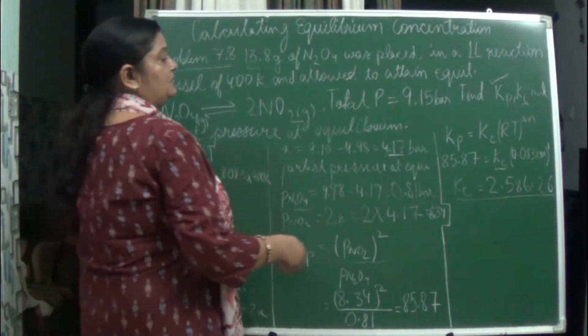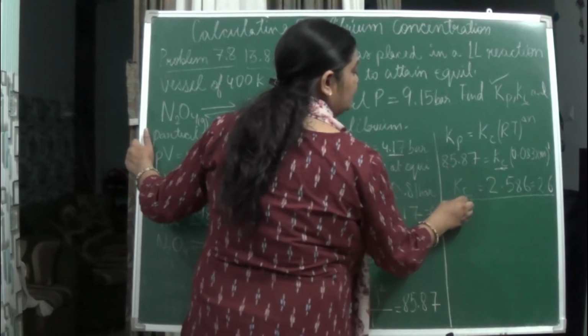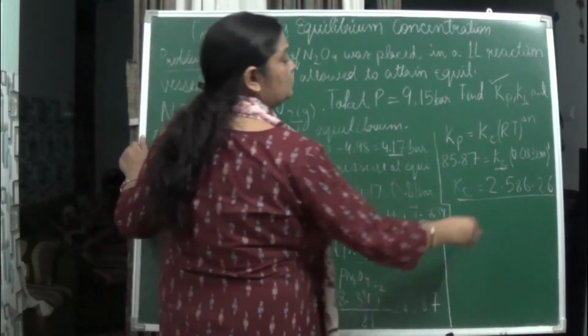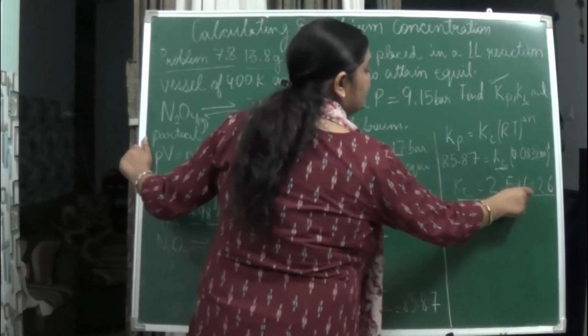Okay, so now just calculate this. You will be getting the value of this equilibrium constant also. That is how much? 2.586. I can write 2.6.